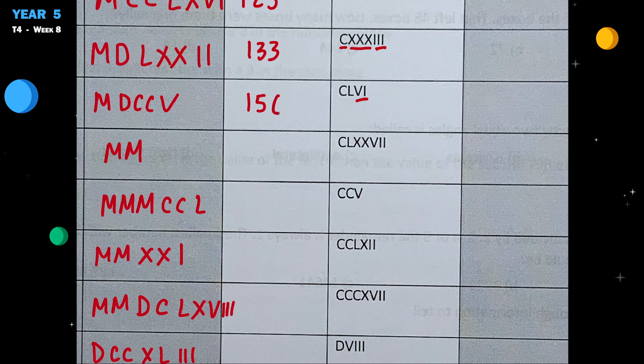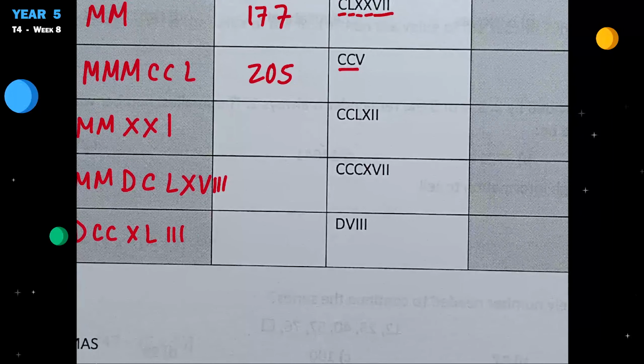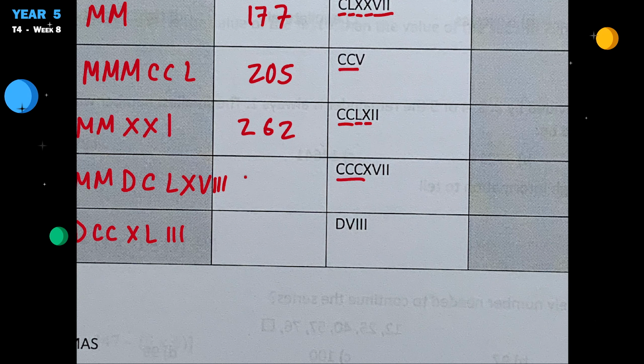This is 6. This is 100 and 50, 60, 70, 177. 205. 200, and that's 50, 60, 62. 300, and this is 10, 5, 2, that's 17, D, which is 500, and this is 8. So 508.